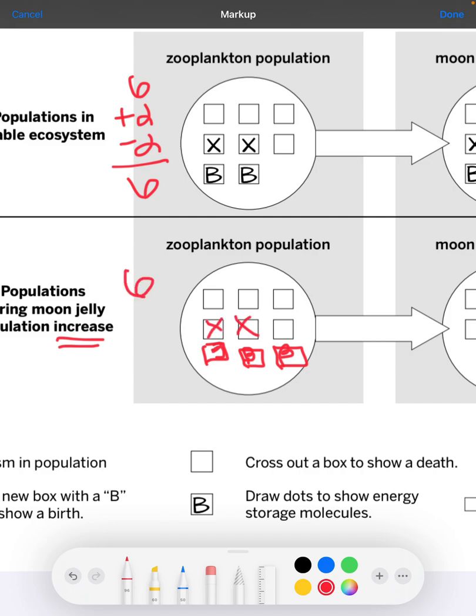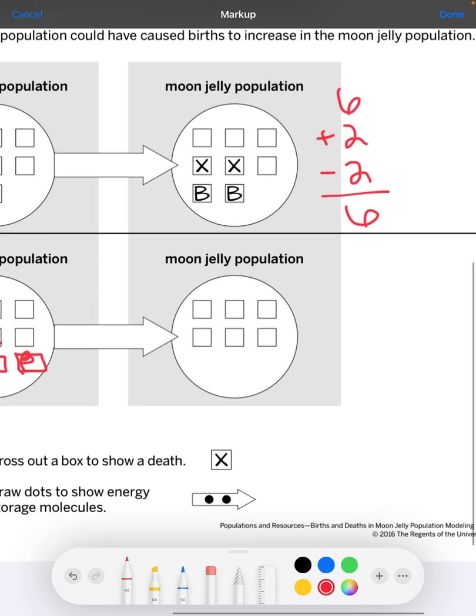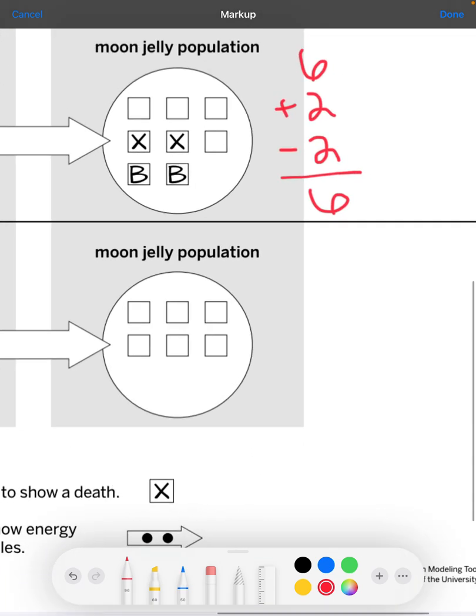So I had 6 plus 3 minus 2 is 7. So my zooplankton did increase. And that will lead to an increase in the moon jelly population.